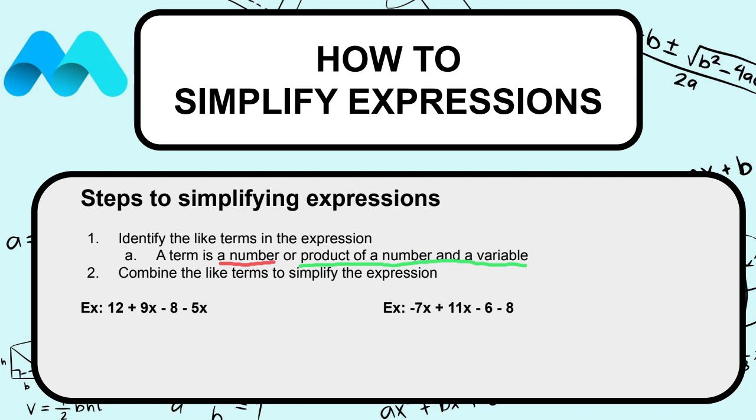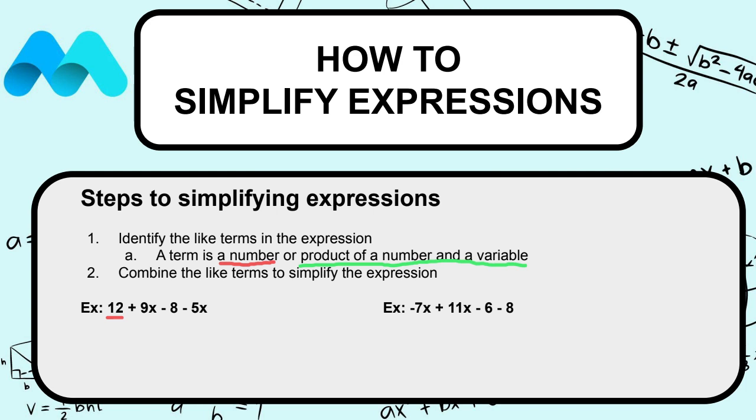So let's look at our first example. 12 plus 9x minus 8 minus 5x. The first thing I want to do is identify the terms. We underlined that a term is a number, so let's identify the numbers. The first number is 12. Pretty straightforward, right? We all know 12 is a number.